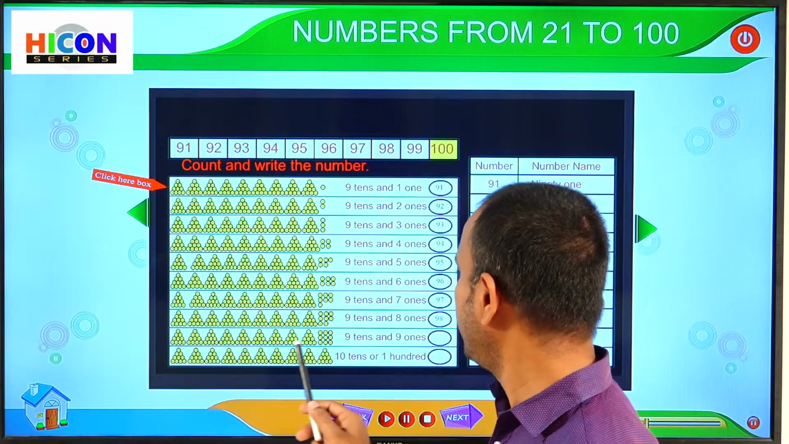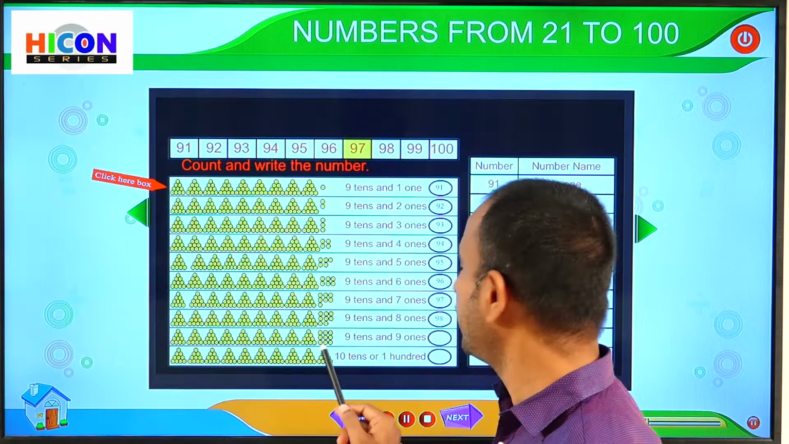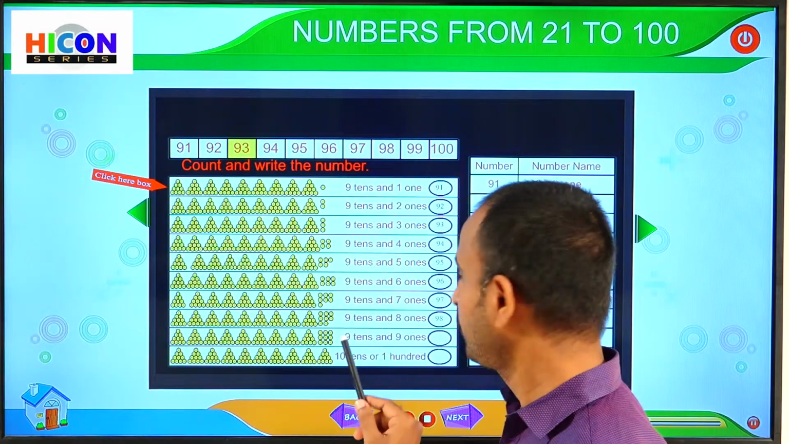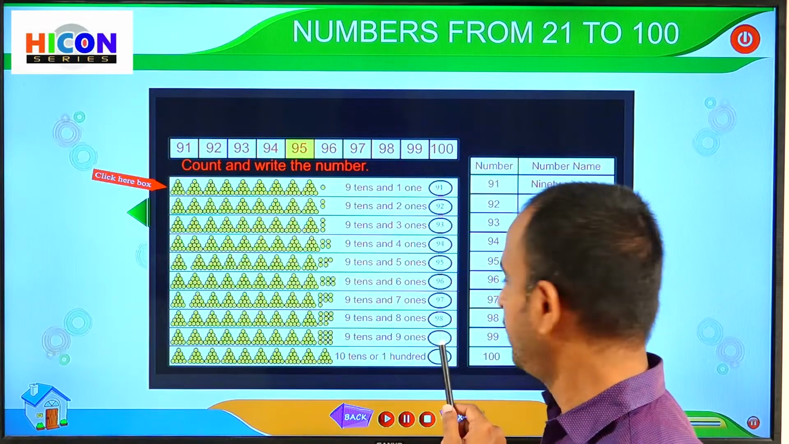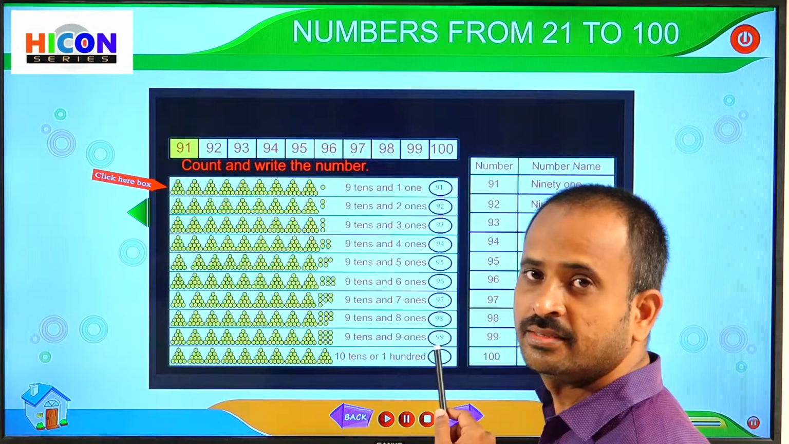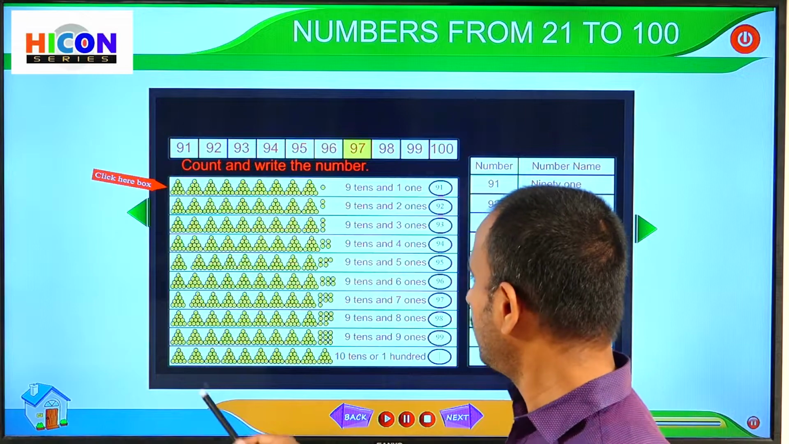Here also there are 9 tens. And how many ones are here? 9 ones are here. 9 tens and 9 ones. And the number will be 9, 9. That is 99. And see the last one.